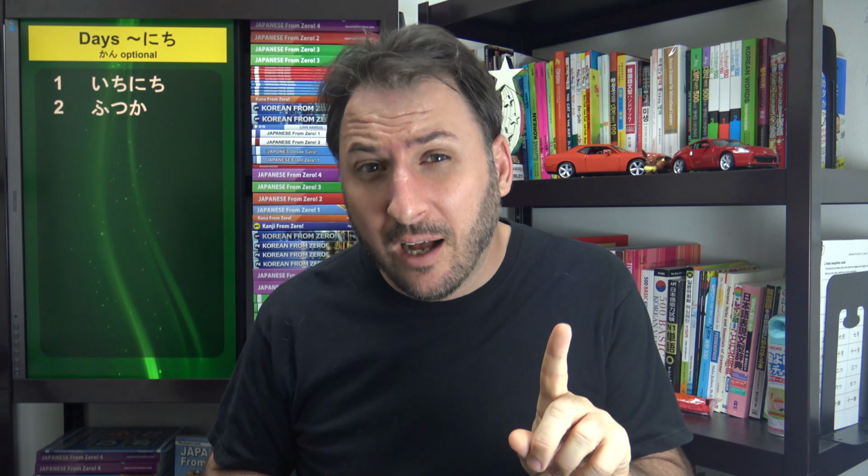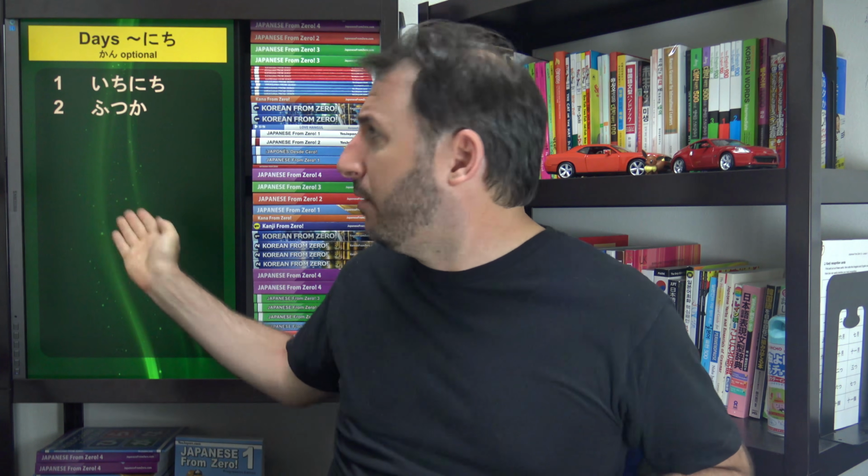But futsuka means 2 days and the second of the month. So if you have the kan though, you know for sure it means 2 days. 2日間. Okay? Now we don't have them in our list, and it is optional. And depending on the sentence, you won't need kan because it's completely understandable.